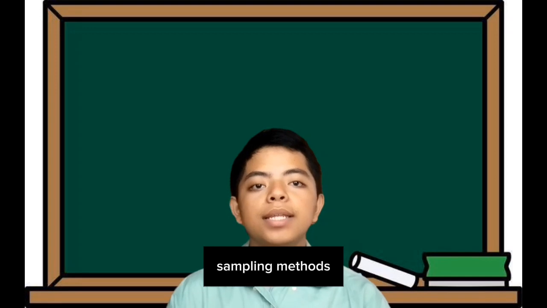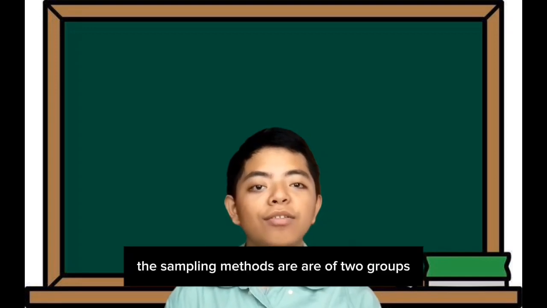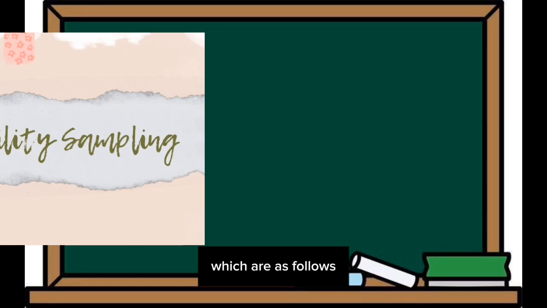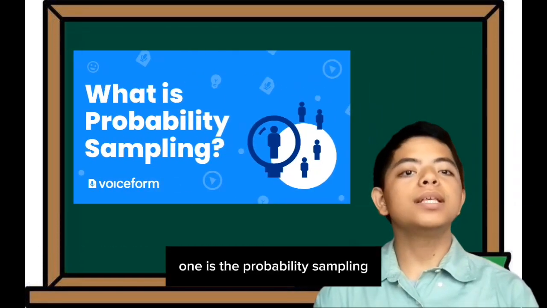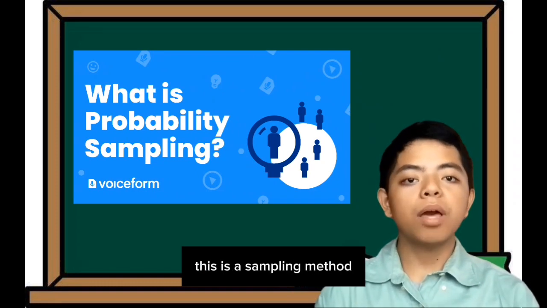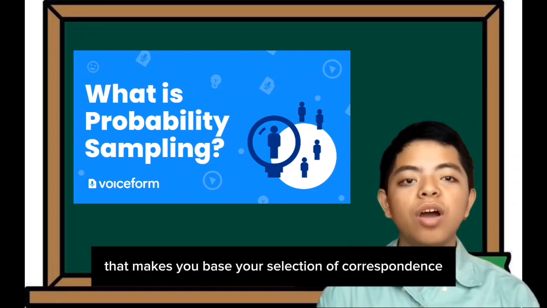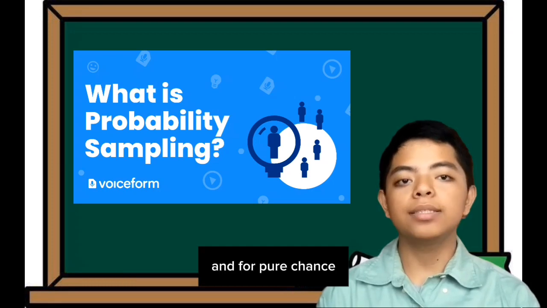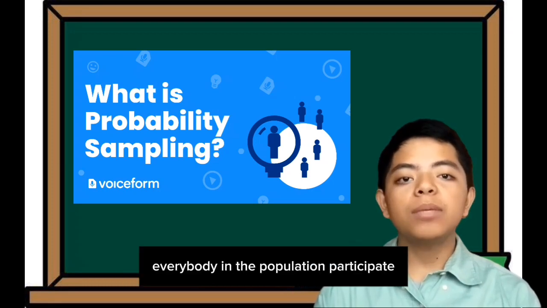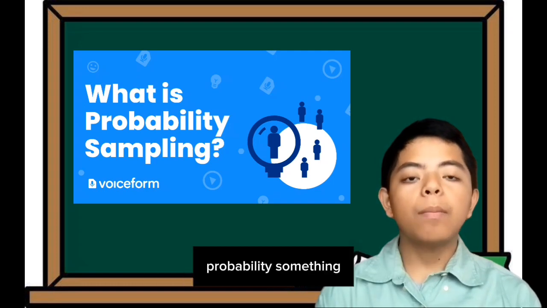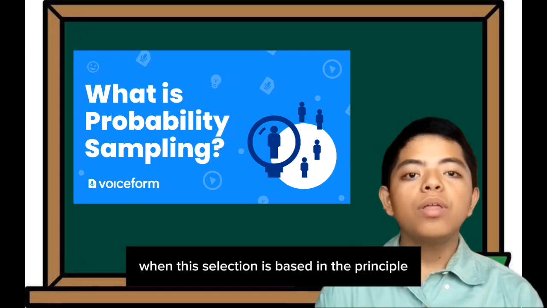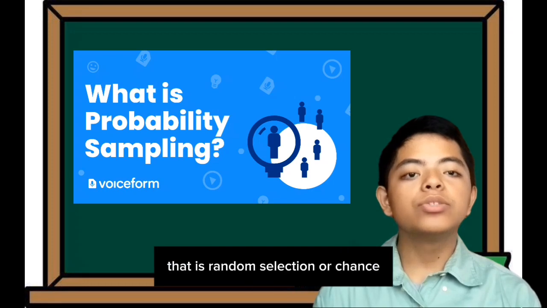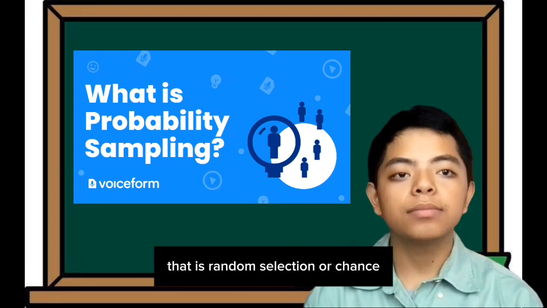Sampling methods. The sampling methods are of two groups, which are as follows. One is the probability sampling. This is a sampling method that makes you base your selection of respondents on pure chance. In this case, everybody in the population participates. Probability sampling refers to the selection of a sample from a population when this selection is based on the principle of randomization, that is random selection or chance.